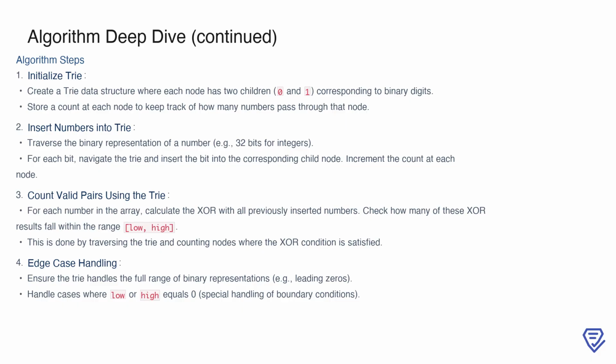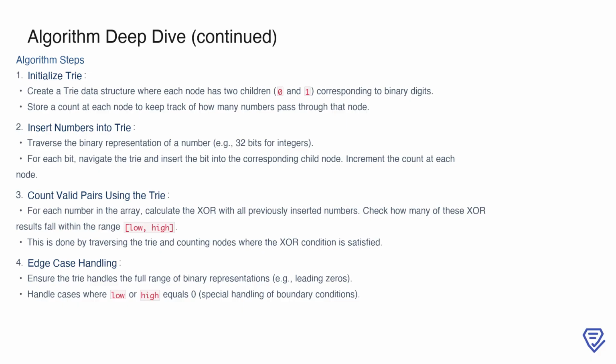This tree consists of nodes where each node corresponds to a binary digit, either 0 or 1, and each node also keeps account of how many numbers pass through it. Next, we insert the numbers from the array into the tree. To do this, we traverse the binary representation of each number, bit by bit, and insert it into the corresponding child node in the tree, incrementing the count at each step.